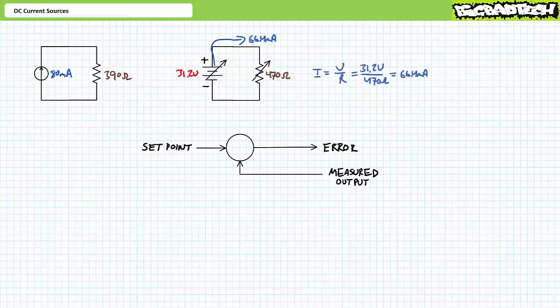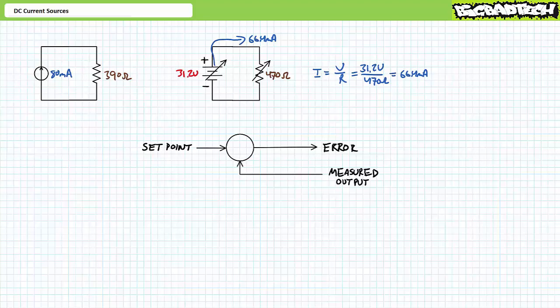If, however, the load resistor increased to 470 ohms, an application of Ohm's law demonstrates that 31.2 volts would push only roughly 66.4 mA of current through the system. Via the feedback loop, the current source realizes there is an error of 13.6 mA, and because of the sign associated with the summing junction, realizes the set point is higher than the output and must increase its output by an additional 13.6 mA.